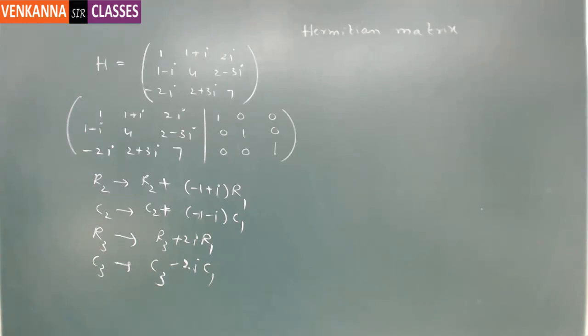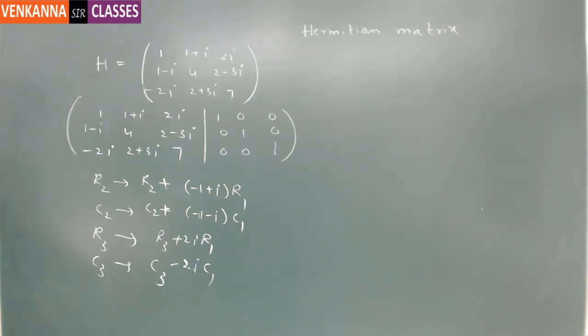Now you can observe in applying the operations that here, in order to get 0, you should multiply with minus 1 plus I. Accepted? Yes or no? So in order to make 0 here, you need to take the conjugate. What is the conjugate of 1 plus I? Nothing but 1 minus I.